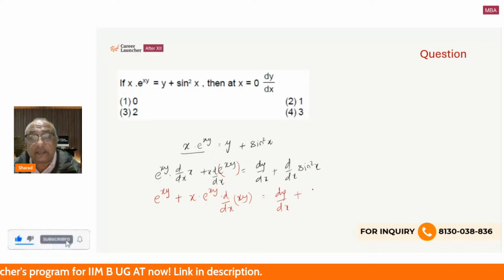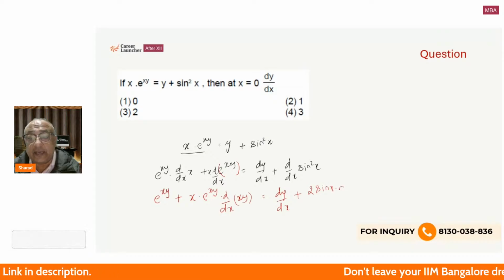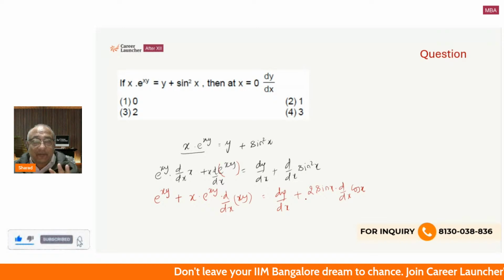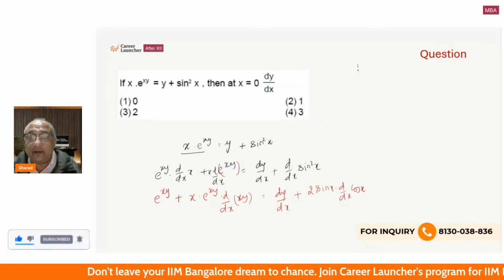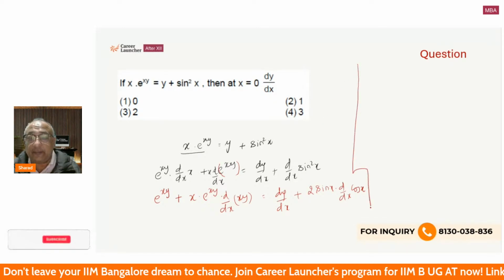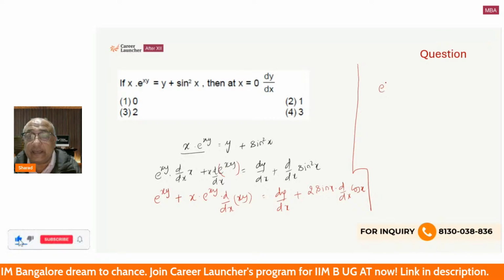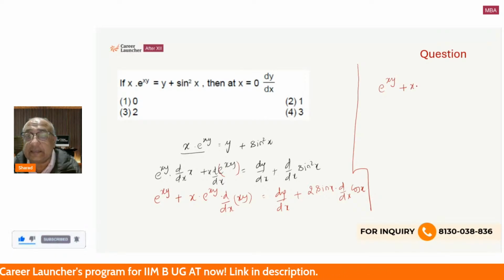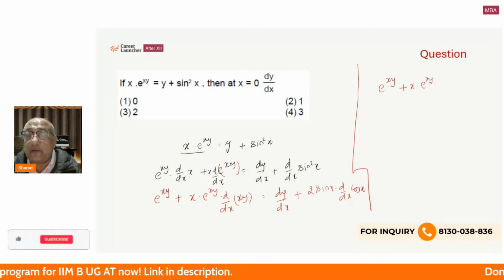Now, as you know, I'll again use the chain rule. This is 2 sine x into the differentiation of sine x, which is cos x. Just be with me. It is not difficult if you have done differentiation a little bit. I'm also helping you to revise. e raised to the power xy plus x into e raised to power xy.